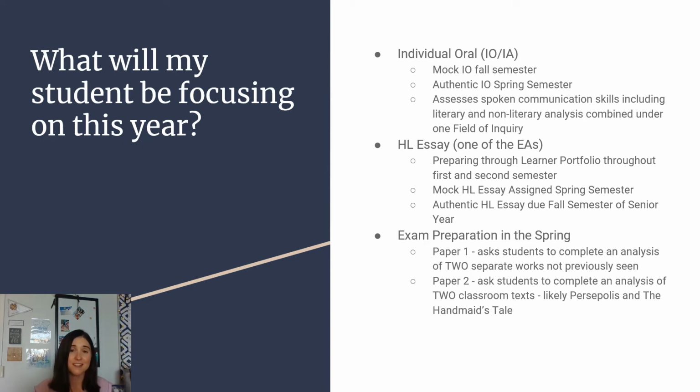Then we're going to have exam preparation in the spring as well. So in the spring, the students are to have 2 exams. One of them is paper 1, which asks students to complete an analysis over 2 previously unseen works. And the other one is paper 2, which asks students to complete an analysis of 2 classroom texts, 2 works that they've studied in the classroom. And more than likely, students are probably going to choose the last 2 that they've studied, which are going to be what we're talking about this semester, Persepolis by Marjane Satrapi and The Handmaid's Tale by Margaret Atwood.